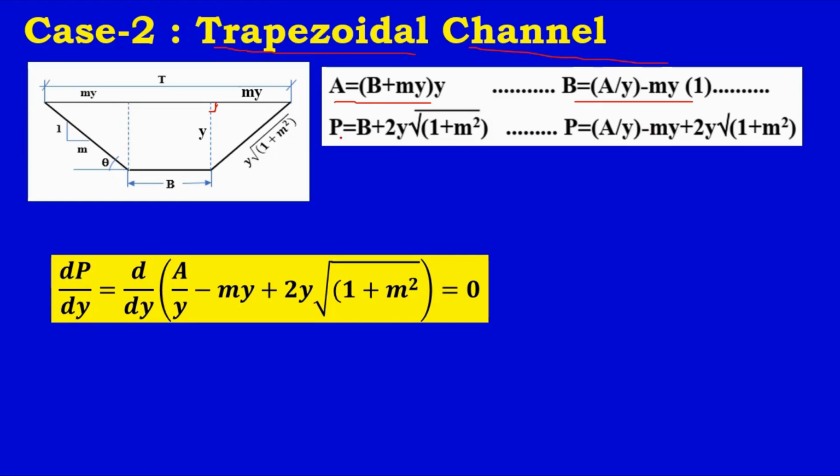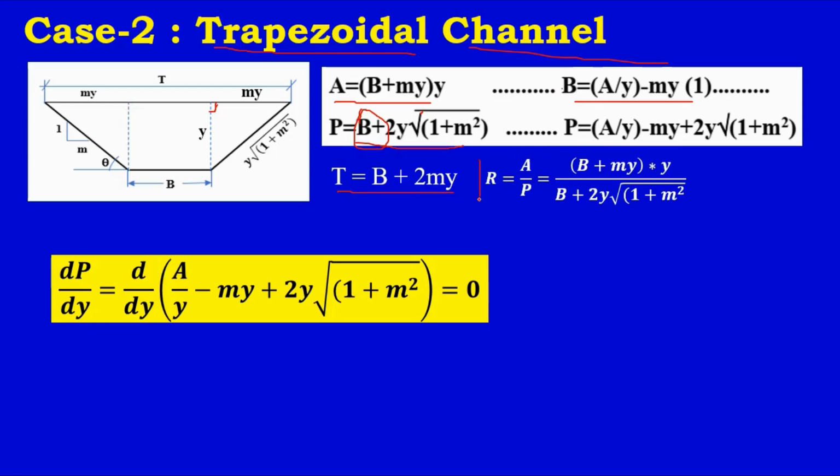Then the perimeter is again b plus 2y square root of 1 plus m square, because you have side lengths y square root of 1 plus m square on both sides. So this is the perimeter. Then you substitute this b into this equation. Then we will have again top dimension is b plus 2my. After substitution, we will just derive it.